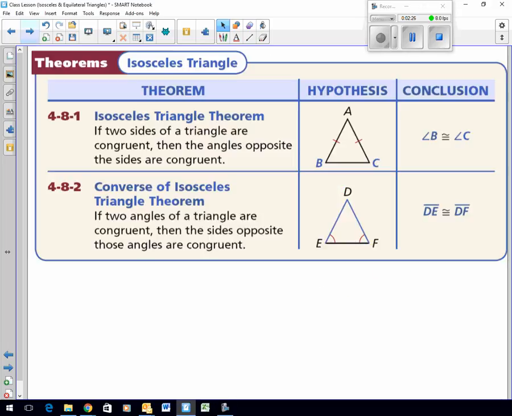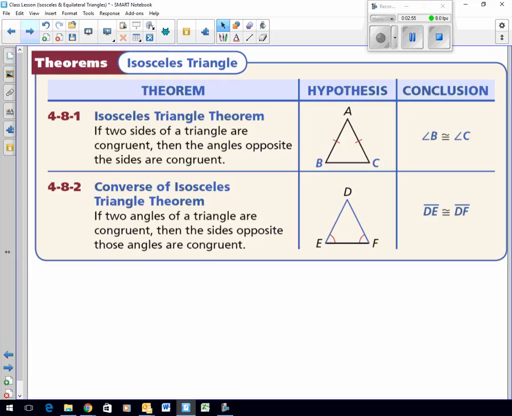Check it out. A couple things real quick. Isosceles triangle theorem: if two sides of a triangle are congruent, then the angles opposite those sides are congruent. Likewise, if two angles of a triangle are congruent, then the two sides opposite those angles are congruent.